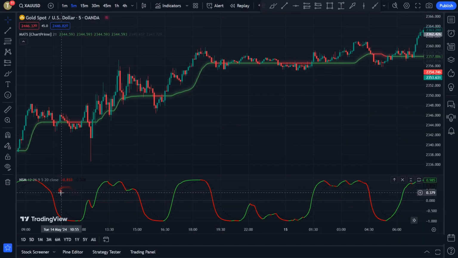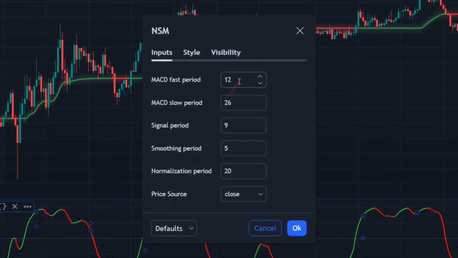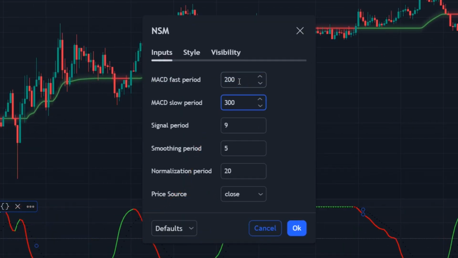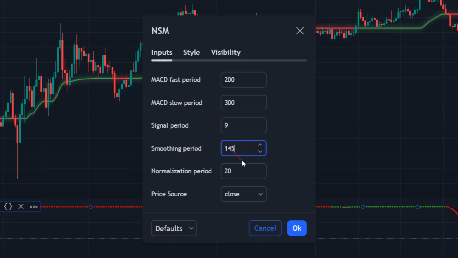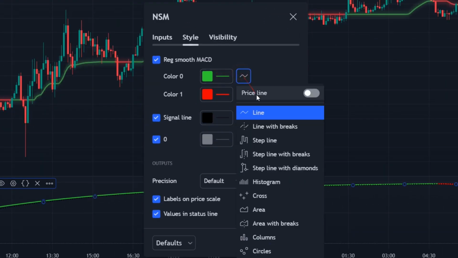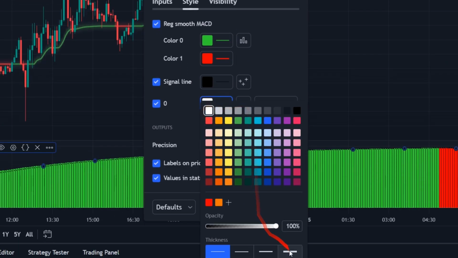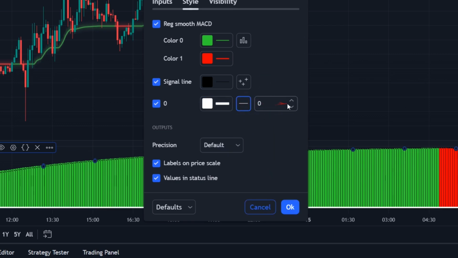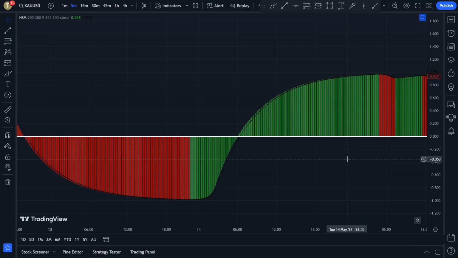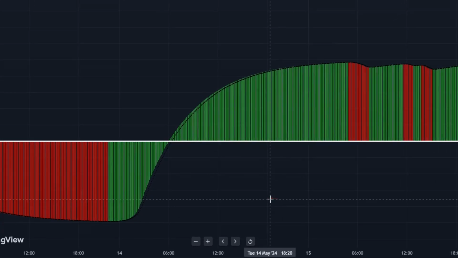Now we need to go to its settings and apply the changes we want to make this indicator suitable for our strategy. After making these changes, I will explain how to use this indicator.